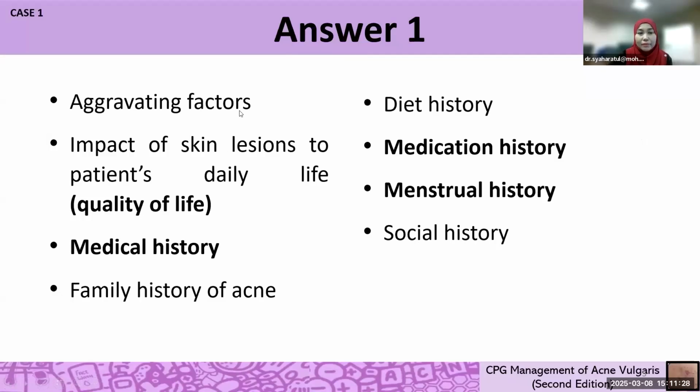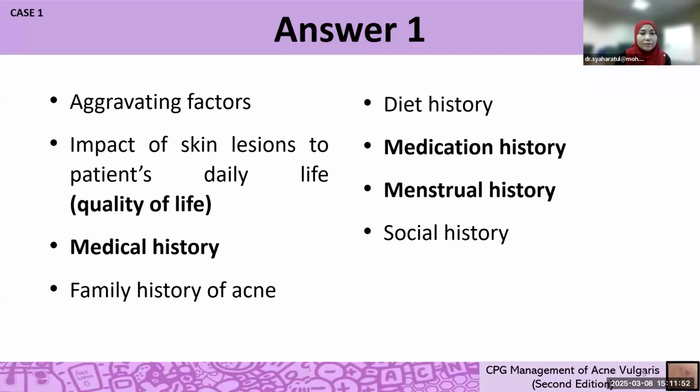So what are the aggravating factors? It's already what you all put in the chat box just now: whether there's any stress, any usage of new products. And the one that no one put in the chat box is how it affects their quality of life. Somebody did? Okay, I missed that. So yes, how the acne affects their quality of life.